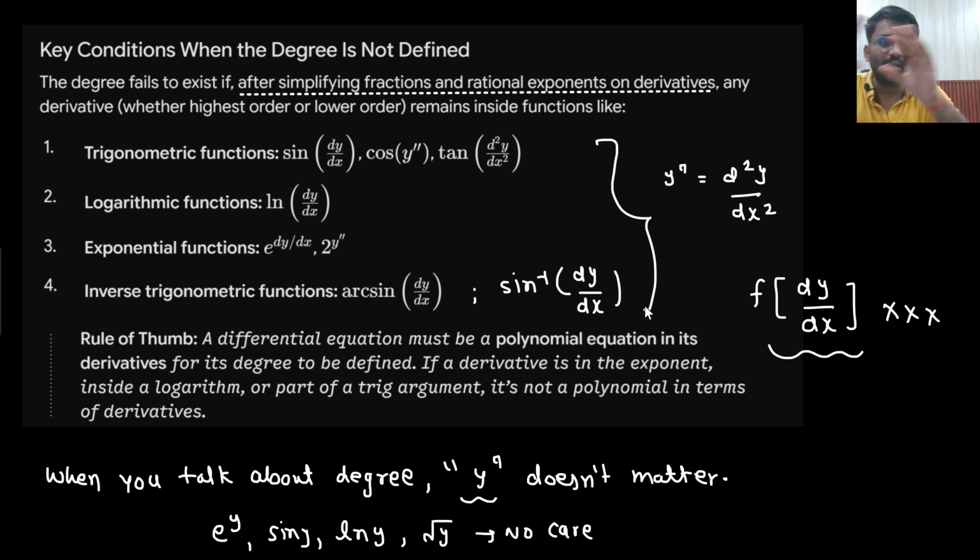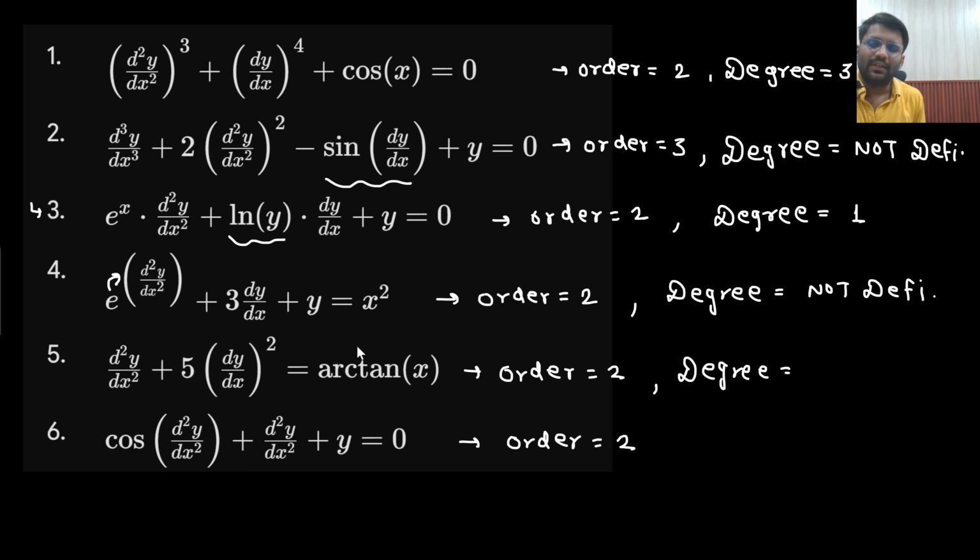Your dy by dx, d2y by dx2, all these should not be trapped inside sin, cos, tan, ln, e to the power y, 2 to the power something, or sin inverse something. These guys are the problems. If sin inverse x is coming, no problem. Power 2 is there, no problem. No issue there. Degree will be defined.